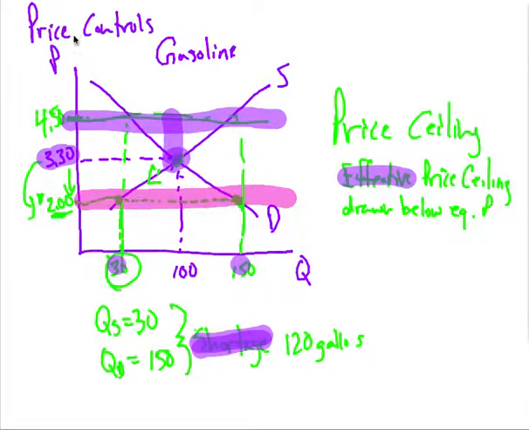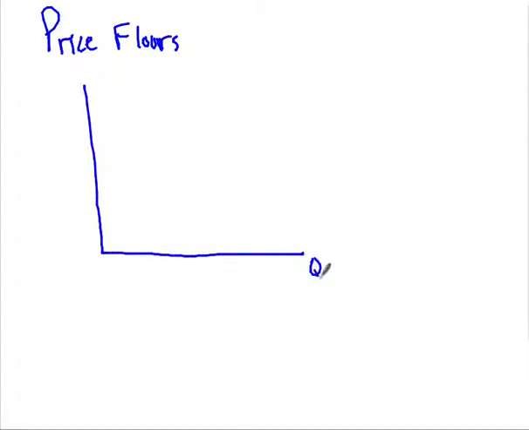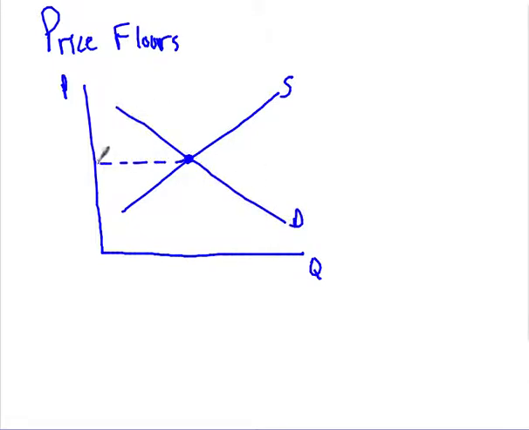Now the last one under price controls. We did price ceilings, and now we want to do price floors. This works in the opposite direction. So there's the quantity, here's the price, there's supply, there's demand. Let's do wages. Instead of a price, we're going to do minimum wage.